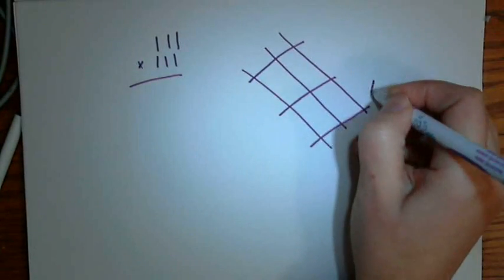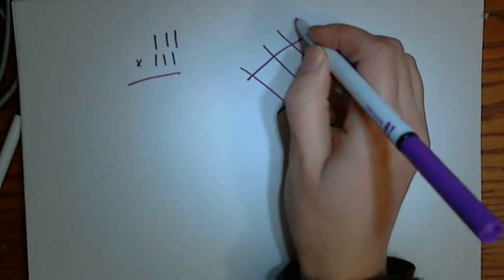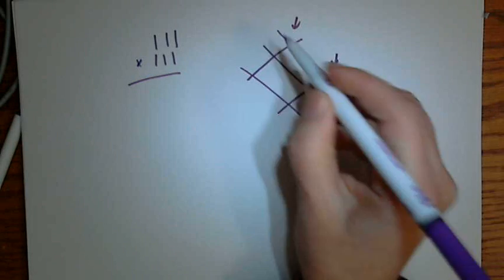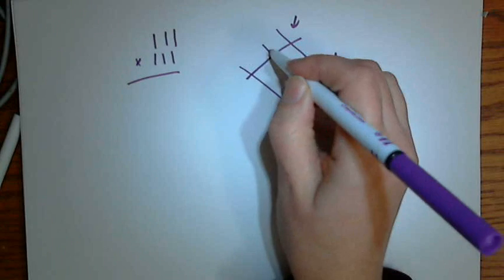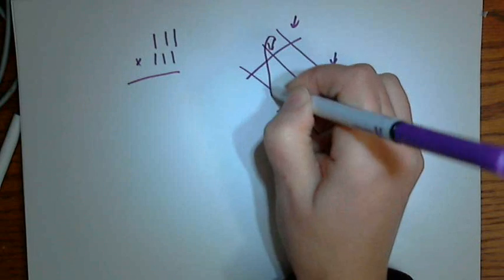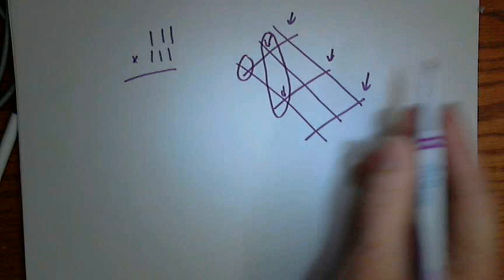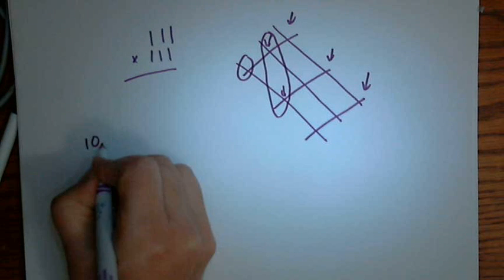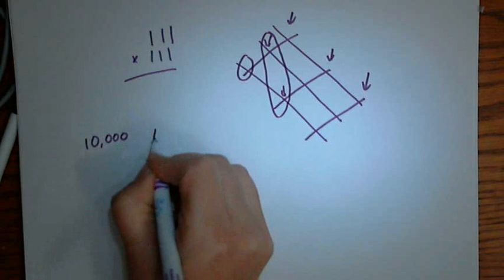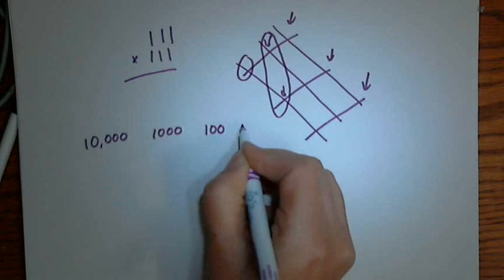This time I've got groups of 1s, 10s, and 100s. This is going to be 1,000 here and here. Those are going to be 1,000. And this is going to be a group of 10,000. So I'm going to have groups of 10,000, groups of 1,000, groups of 100, groups of 10, and groups of 1.